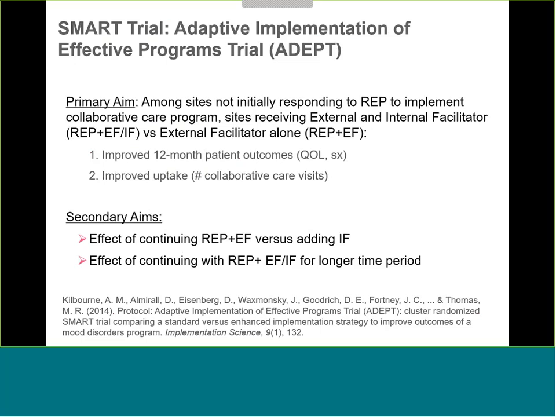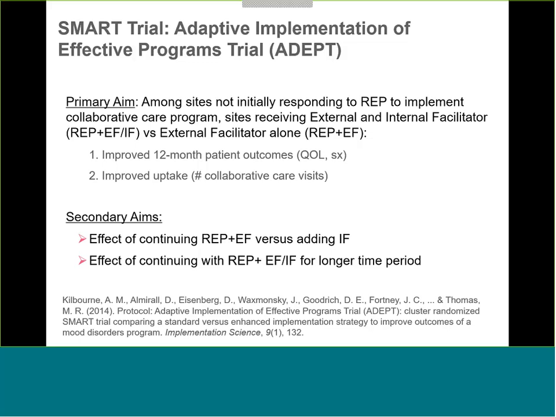A really nice and elegant example of a SMART trial is the Adaptive Implementation of Effective Programs trial, ADEPT, led by Amy Kilbourne. The primary aim is to look at sites not initially responding to replication to implement collaborative care, looking at sites receiving external and internal facilitator versus external facilitator alone.